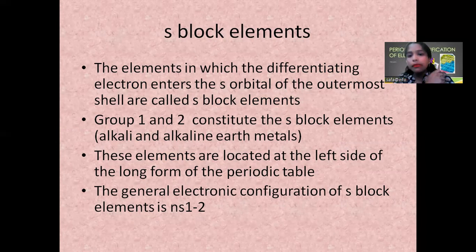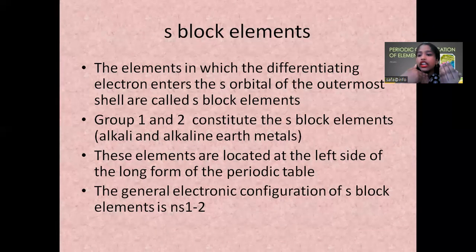What is meant by S block element? Every time when we are differentiating the electron, we see the last electron. Last electron means the nth shell, nth electron. Based on which orbital the last electron is entering: if the last electron is entering the s orbital, then it is called an S block element. The last electron should enter the s orbital of the outermost shell. Now S block elements are group 1 and 2.